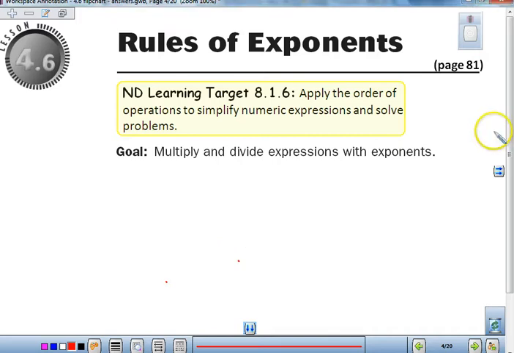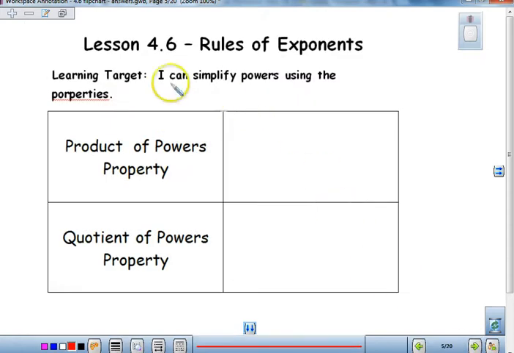Lesson 4.6, the rules of exponents. This is in your new blue note packet. What we're going to be working with today is multiplying and dividing exponent expressions. So in your blue notes, the learning target is that I can simplify powers using properties.